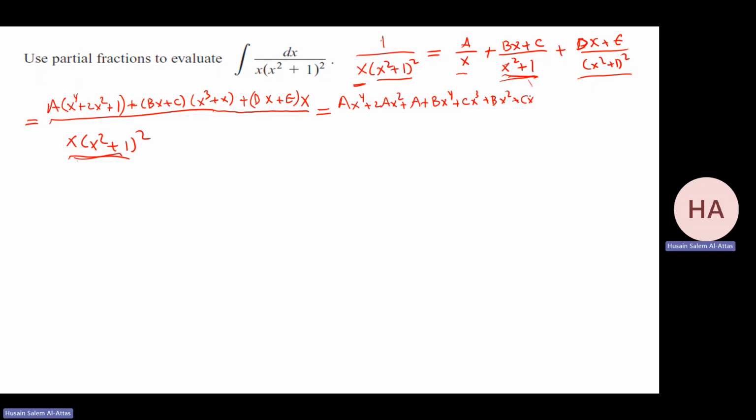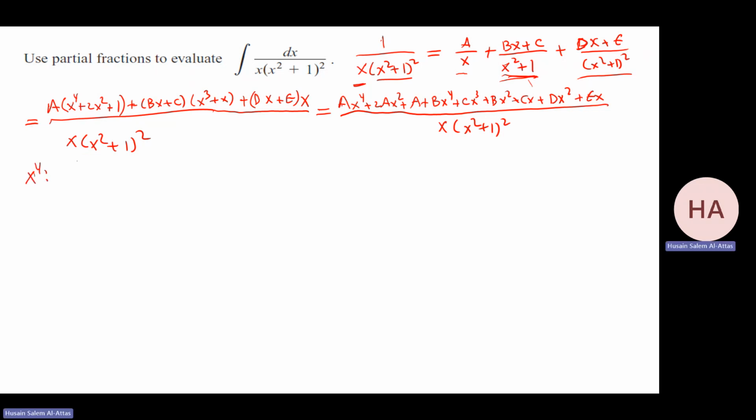Okay, plus dx squared plus ax over this. And all of this should equal 1. So no coefficient fixed the buffer is 0, x cubed 0, x squared 0, x is 0, and the constant is only 1. Okay, now we'll do it.